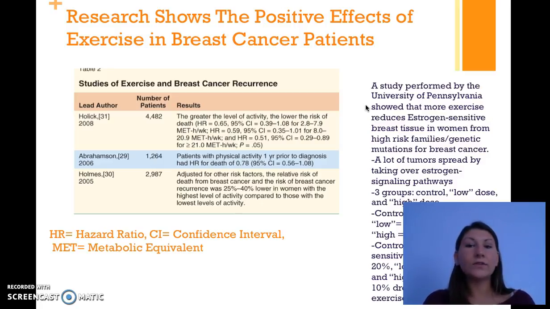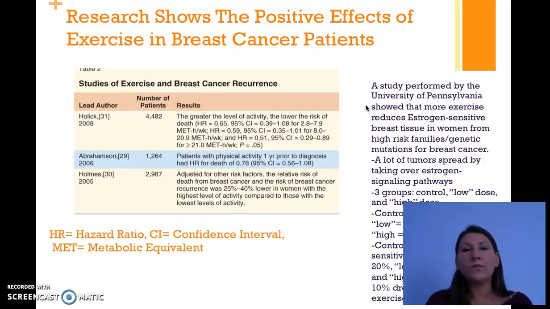And this study focused on 3 groups: a control group which exercised less than 75 minutes a week, a low dose group which exercised 75 to 150 minutes a week on the treadmill, and then a high dose group which exercised 300 minutes a week on a treadmill. And the results showed that the control group had an estrogen sensitive tissue increase of 20%. The low group decreased estrogen sensitive tissue by 8%, and the high group decreased estrogen sensitive breast tissue by 12%.